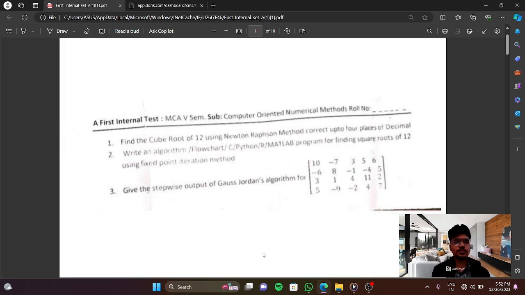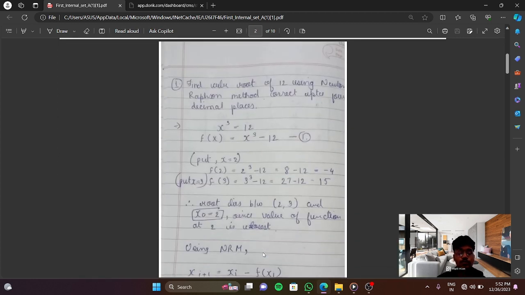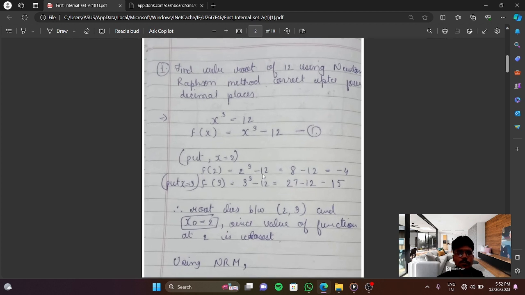The first question is: find the cube root of 12 using the Newton-Raphson method, correct up to 4 places of decimal. Algorithm. So the solution is: first, x cube is equal to 12. Now the equation f(x) is equal to x cube minus 12.